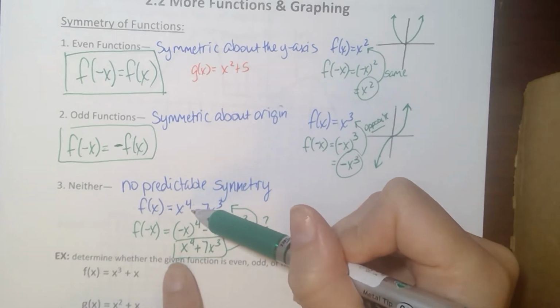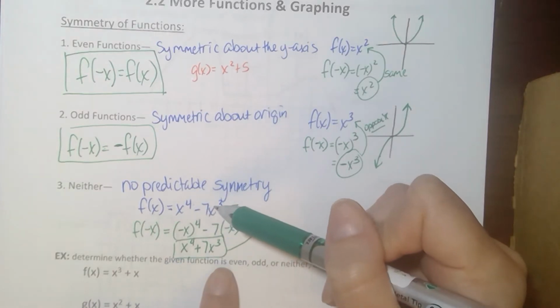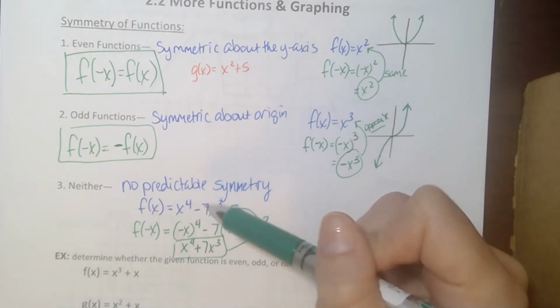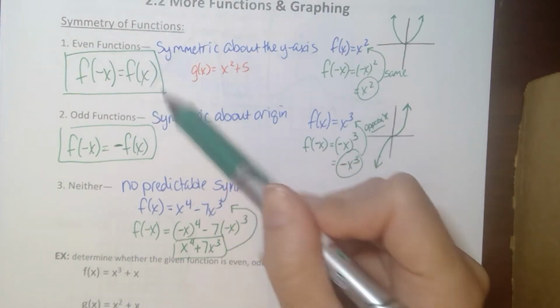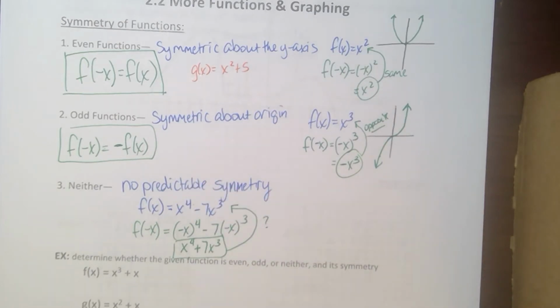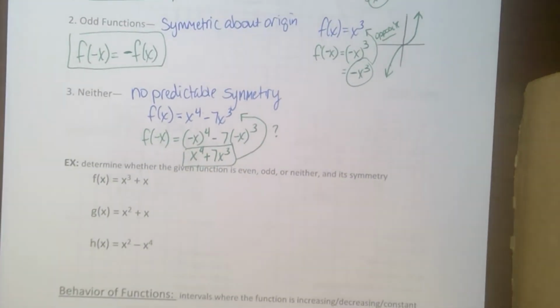If one or more terms stay the same and one or more terms change sign, so it's not all the same or all the opposite, then we can say, we just don't know. It has no predictable symmetry.